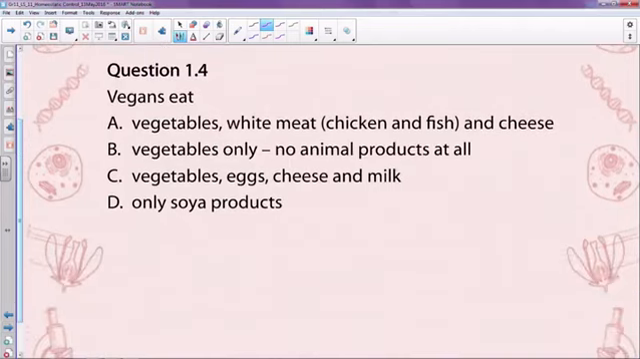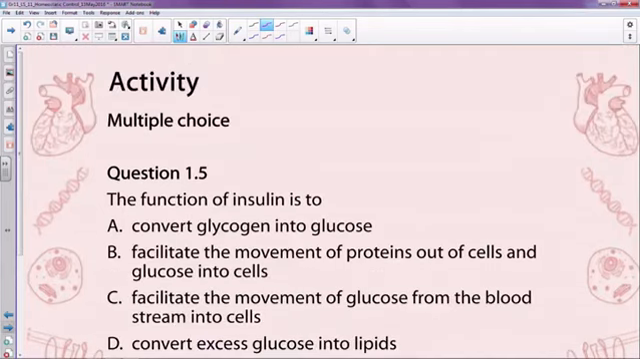Vegans eat A, vegetables, white meat, chicken and fish, and cheese. B, vegetables only, no animal products at all. C, vegetables, eggs, cheese, and milk. D, only soya products. Let's move on to 1.5.